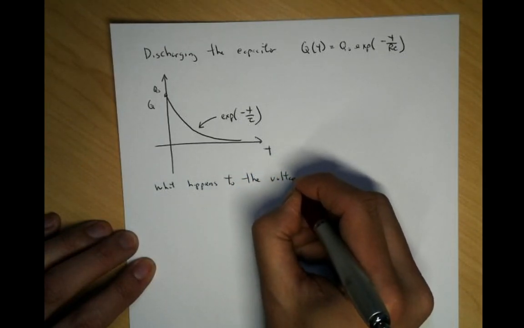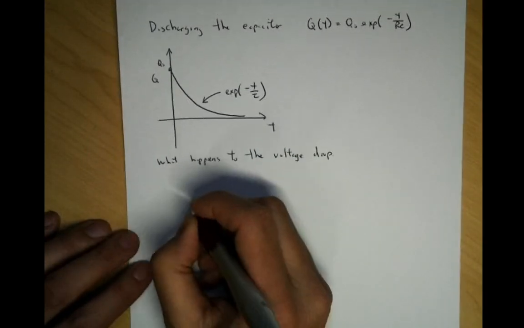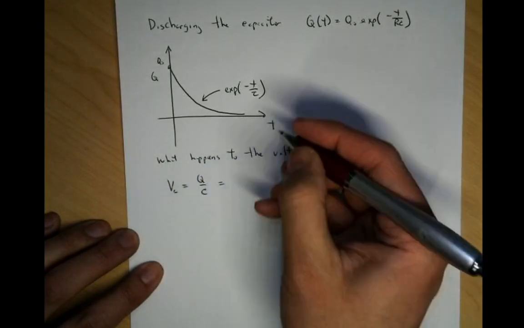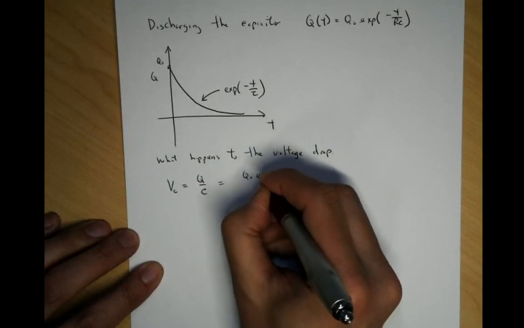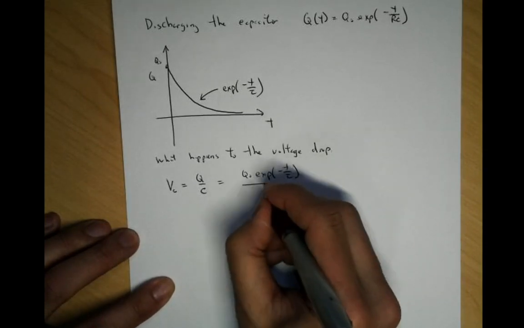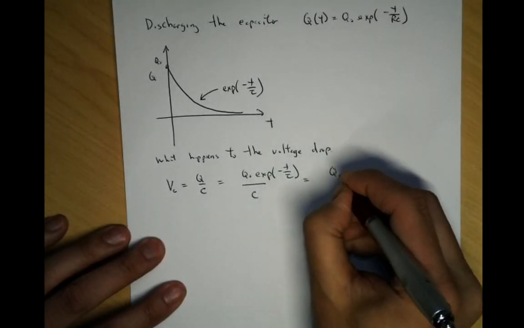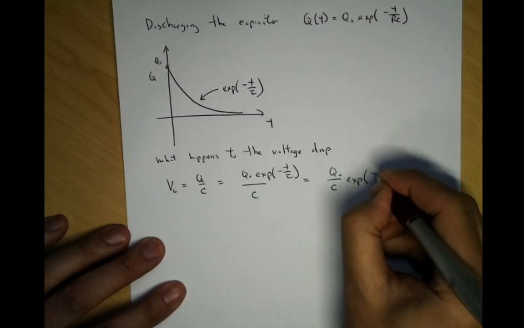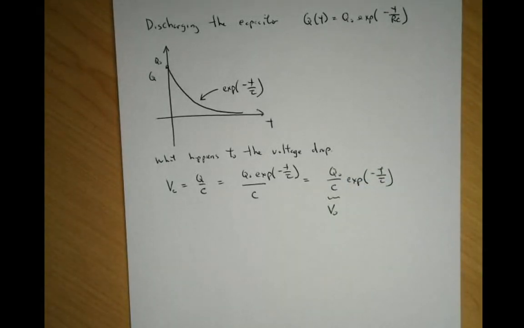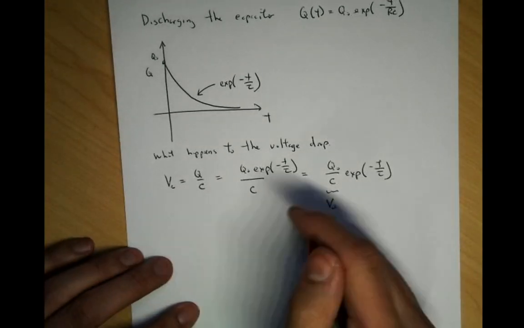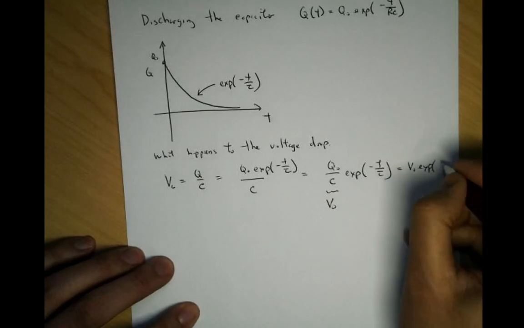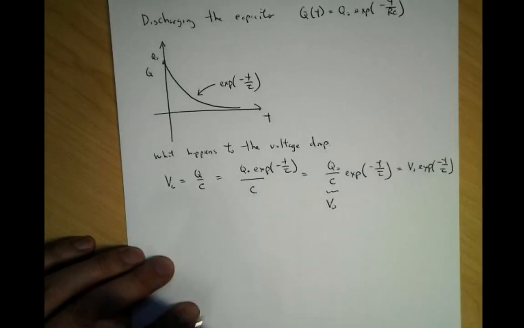Okay, well, the voltage across the capacitor is always Q over C. Well, we know what Q is. So it's Q0 exponent minus t over tau. I'm going to write it as tau to save my hand a little bit. Divided by C, so it's Q0 over C exponent minus t over tau. Guess what this is? This is just the initial voltage at time t equals 0. That's V0. And so this would be V0 exponent minus t over tau.